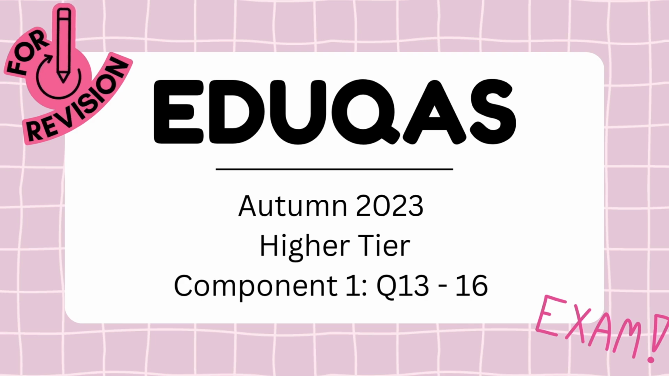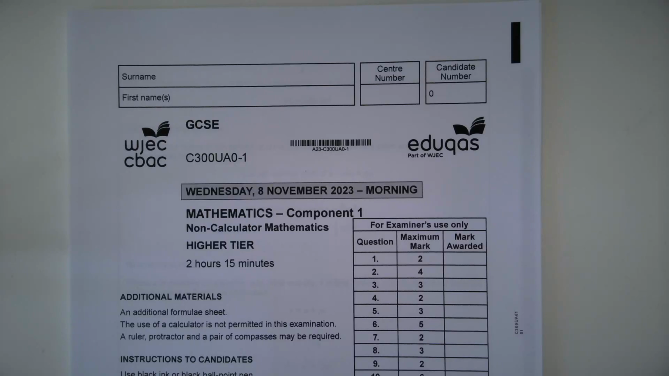Hi there. This video is an exam paper walkthrough of the Eduqas GCSE Mathematics Higher Tier Component 1 paper from autumn 2023. This paper is worth 120 marks in total, and this is the third video of 6. It will focus on questions 13 to 16, which account for 22 of these marks. Eduqas Component 1 papers are non-calculator papers, so a calculator should not be used.